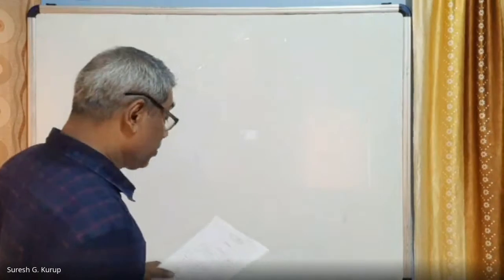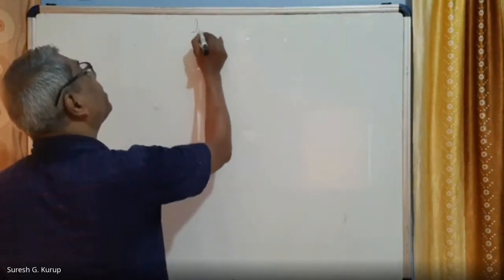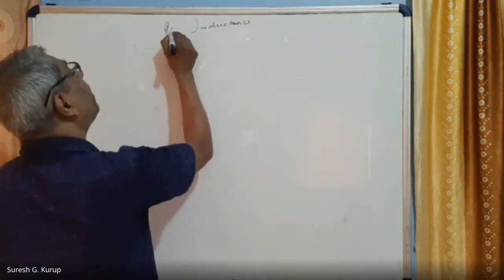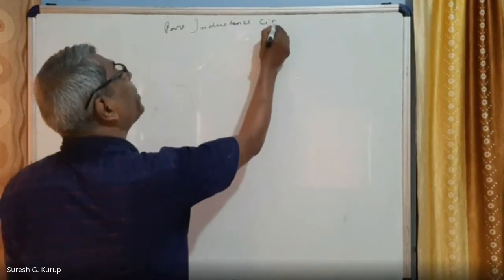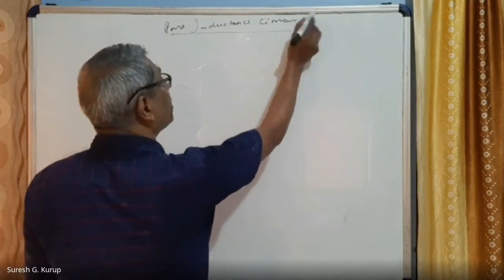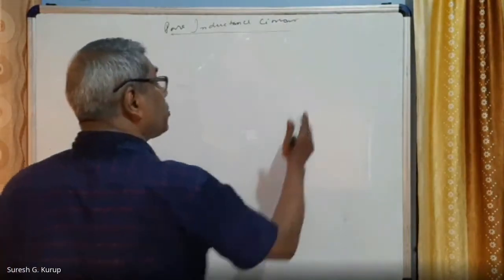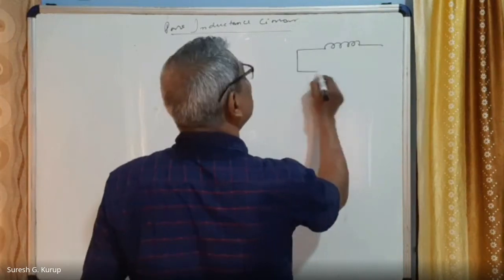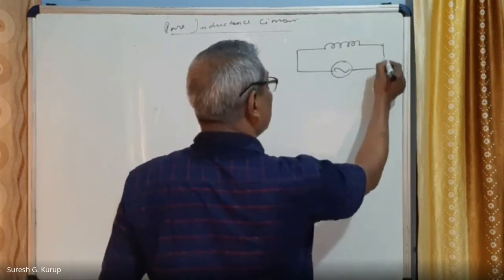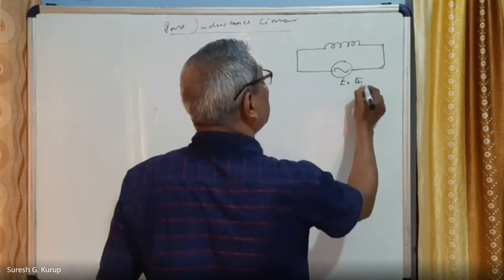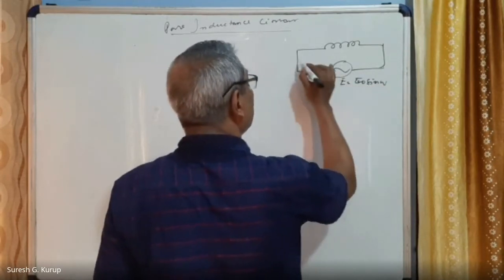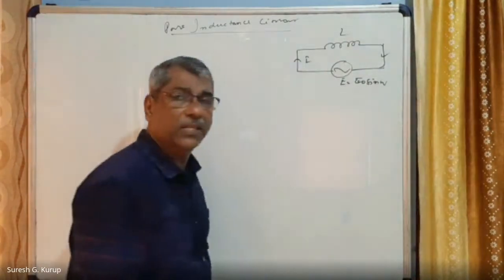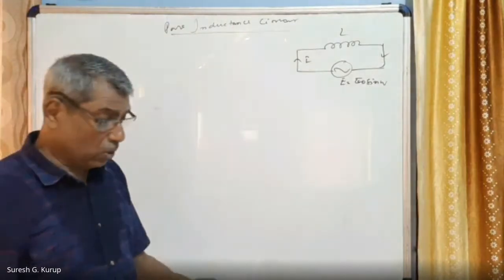Next is the circuit containing pure inductance. So this figure shows a pure inductance circuit, and the inductor is connected across the source, where E is equal to E0 sine omega t. At any instant the current is I. This is L, where L is the self-inductance of the coil.